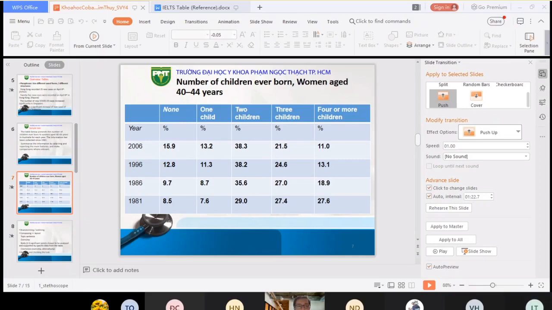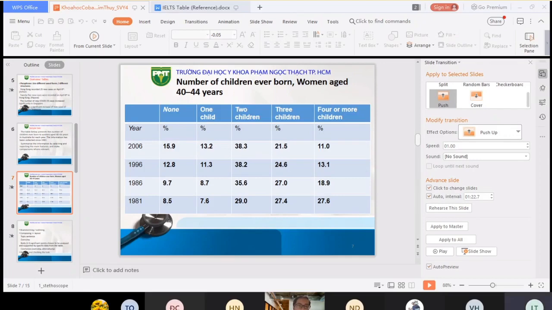Anything special about the figures? Okay, let's talk about the second column, none. Okay, from 1981 the percent is 8.5%, and then after 5 years it's up to 9.7, and then 12.8, and then 15.9.